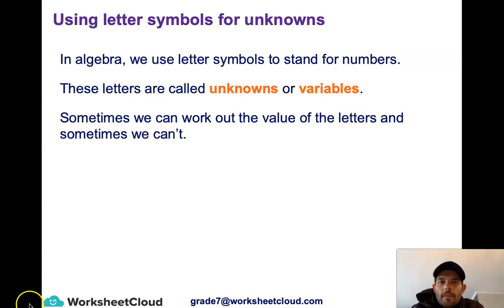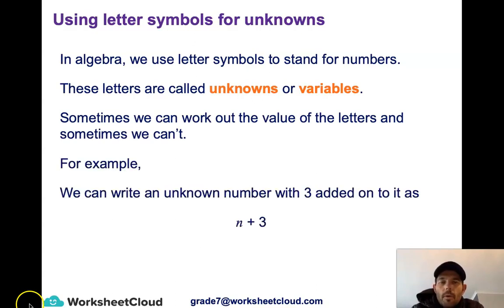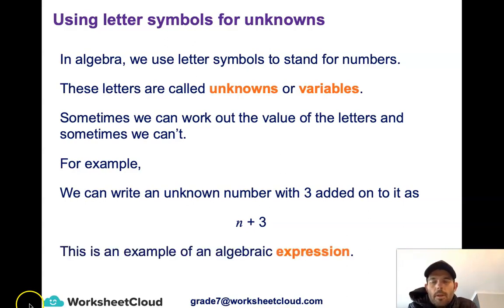Sometimes we can work out the value of the letters and sometimes we can't. For example, we can write an unknown number with 3 added onto it as n plus 3. This is called an algebraic expression. It is not called an equation. An equation is when there is an equal sign.